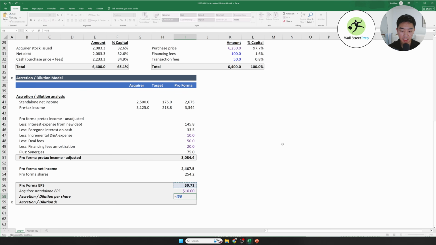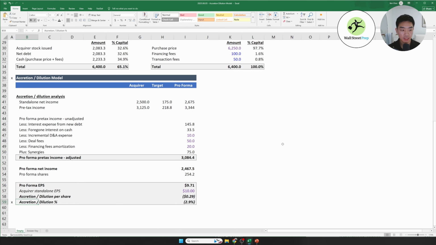So we get our pro forma EPS, subtract out our standalone EPS, and you can see that our transaction is dilutive by 29 cents. And if you want to figure out how much it's dilutive by in percentage terms, just take our pro forma, divide by our standalone, minus 1: 2.9%. So you can see this is a dilutive transaction by about 3%.